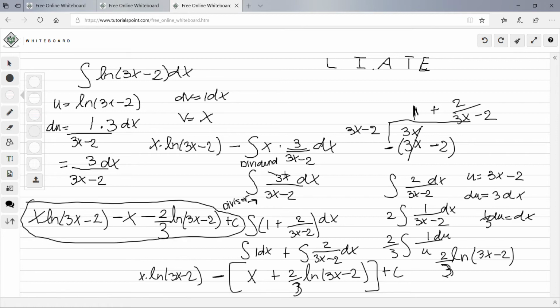So yeah, this part where I just did long division, it breaks it up into 2 more integrals, right? 1 plus 2 over 3x minus 2. And then I just did u substitution, so that's how I got this part. So yeah, let's do another one.